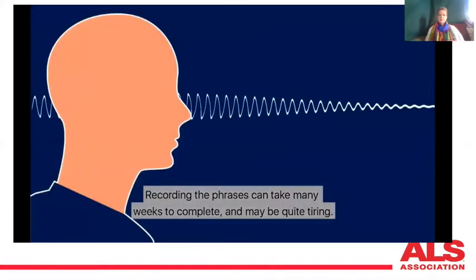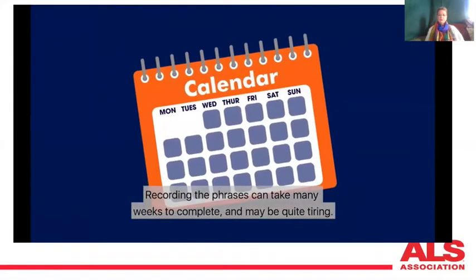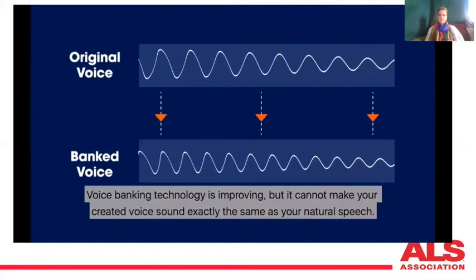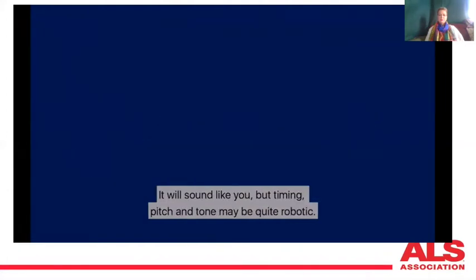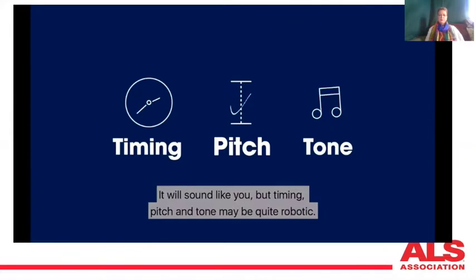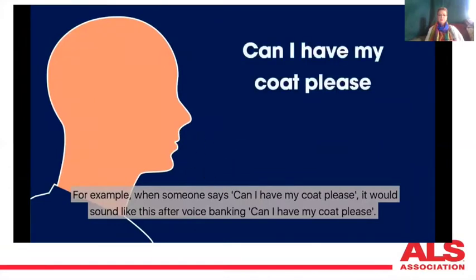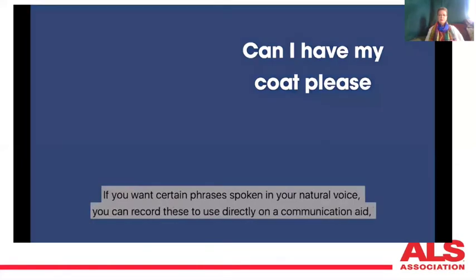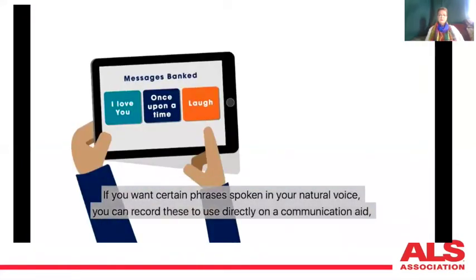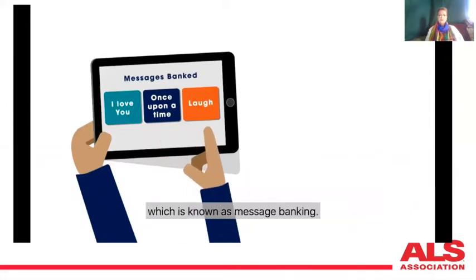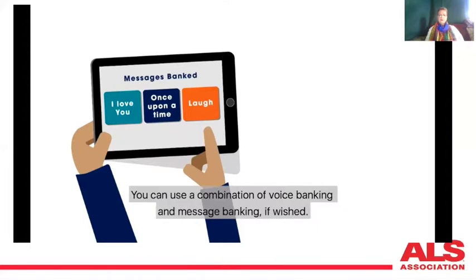Recording the phrases can take many weeks to complete and may be quite tiring. Voice banking technology is improving, but it cannot make your created voice sound exactly the same as your natural speech. It will sound like you, but timing, pitch, and tone may be quite robotic. For example, when someone says, "Can I have my Coke, please?" it would sound like this after voice banking. "Can I have my Coke, please?" If you want certain phrases spoken in your natural voice, you can record these to use directly on a communication aid, which is known as message banking. You can use a combination of voice banking and message banking if wished.